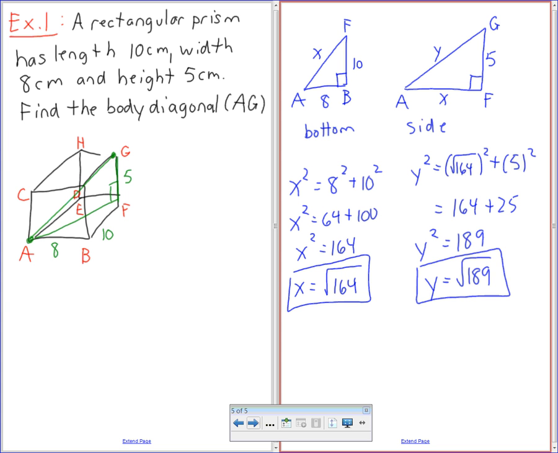Why did you square the 164? Oh, because the square root of 164 is the same as 164 to the 1/2, right? And then if you square that, 1/2 times 2 is just 1, so that's just the same as 164. You can use decimals if you want to. I just didn't have a calculator with me, so I did it with numbers.